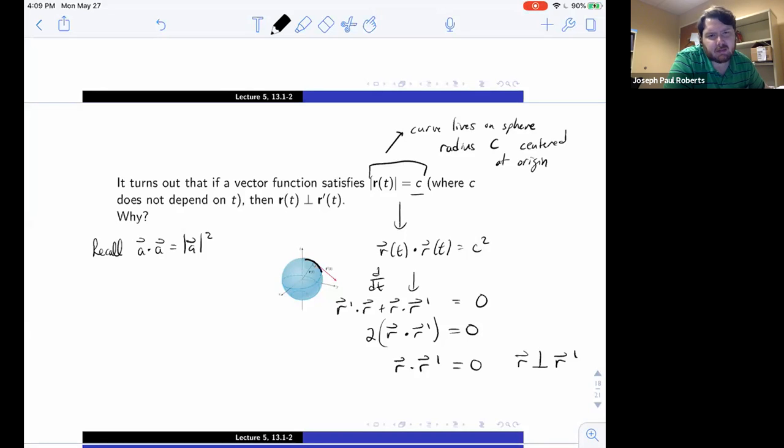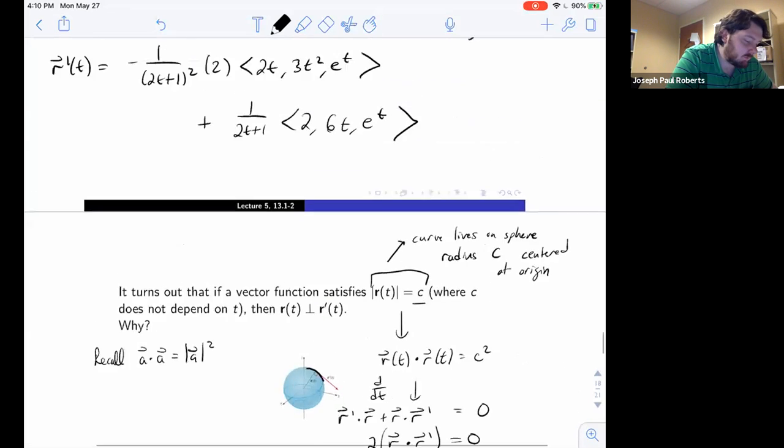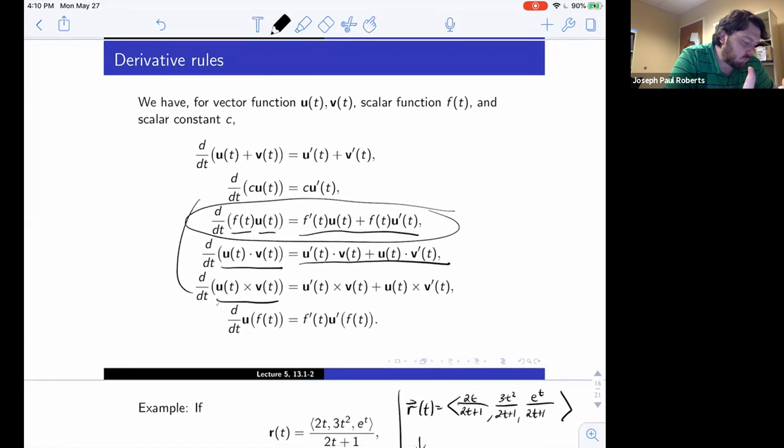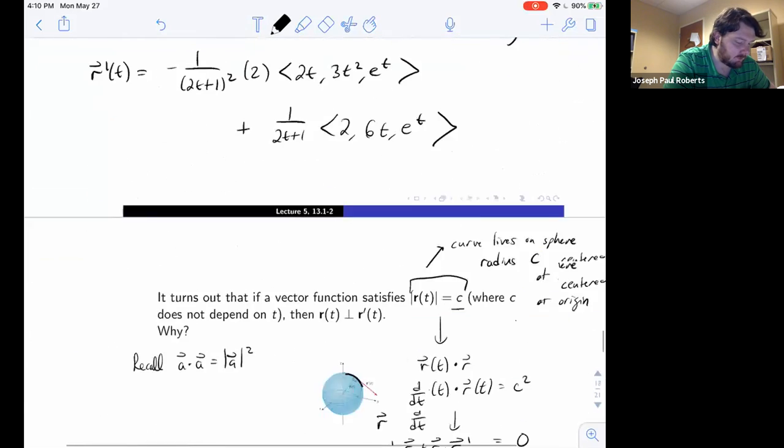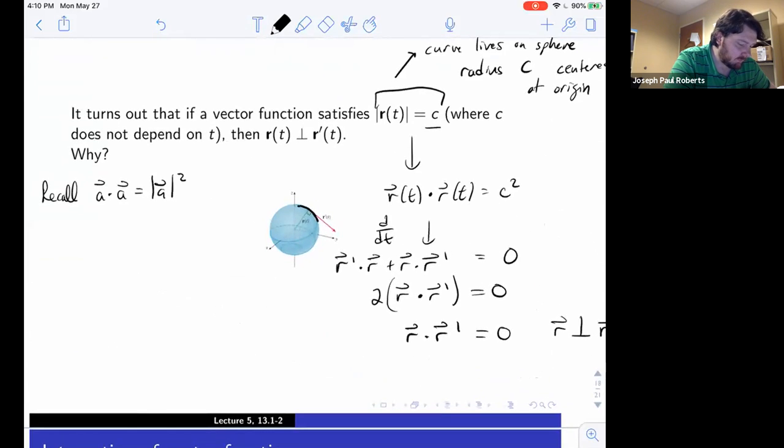All right, and so that's going to come in handy tomorrow, at least once, maybe twice. This will be useful to know. That's a neat consequence of one of these derivative rules, which just follow from Calc 1, but since the dot product has a geometrical significance, this dot product rule gives us this neat geometric fact for when your curve lives on a sphere.